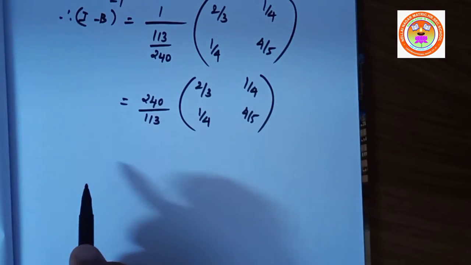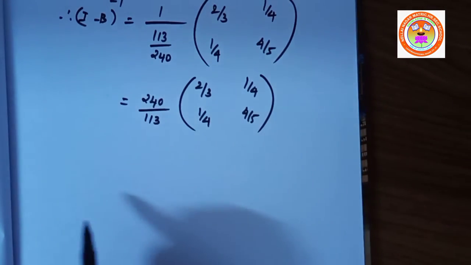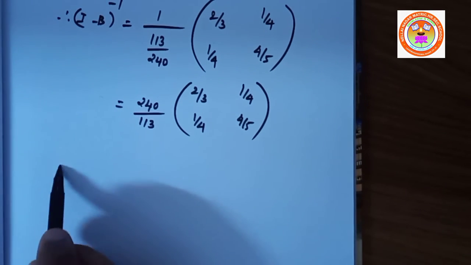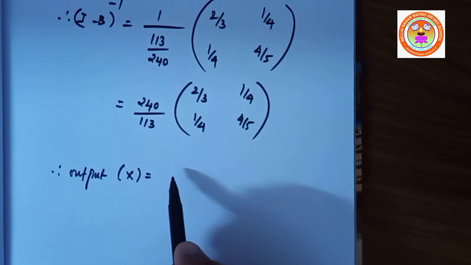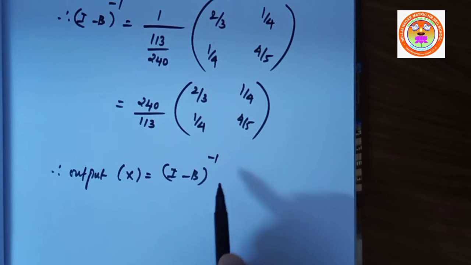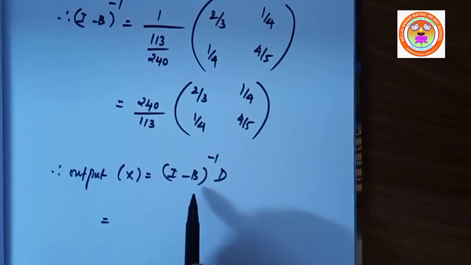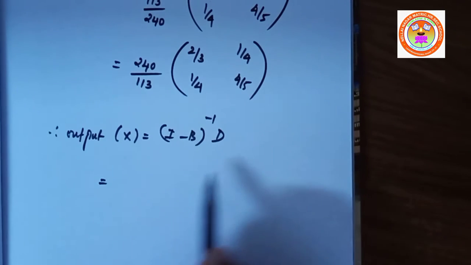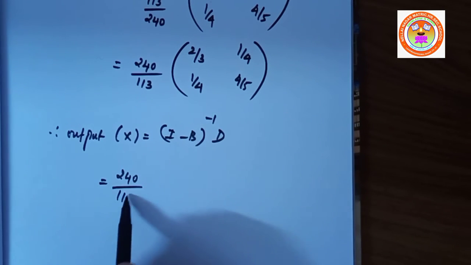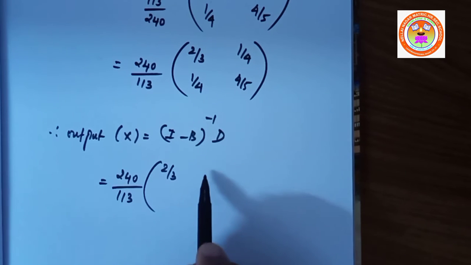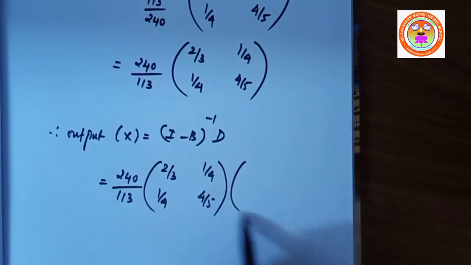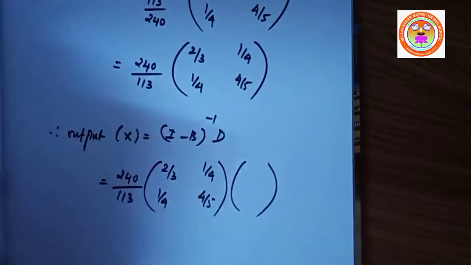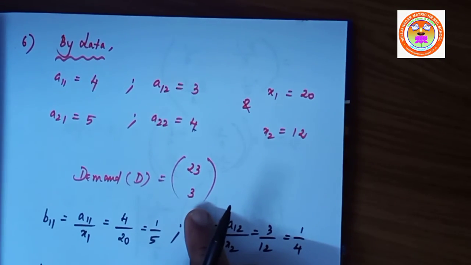Then finally write the output X. The formula for output capital X is I minus b the whole inverse into the demand matrix. I minus b the whole inverse, here you just write 240 divided by 113 into 2 by 3, 1 by 4, 1 by 4, 4 by 5 into the demand matrix, which in matrix form is 23 and 3.